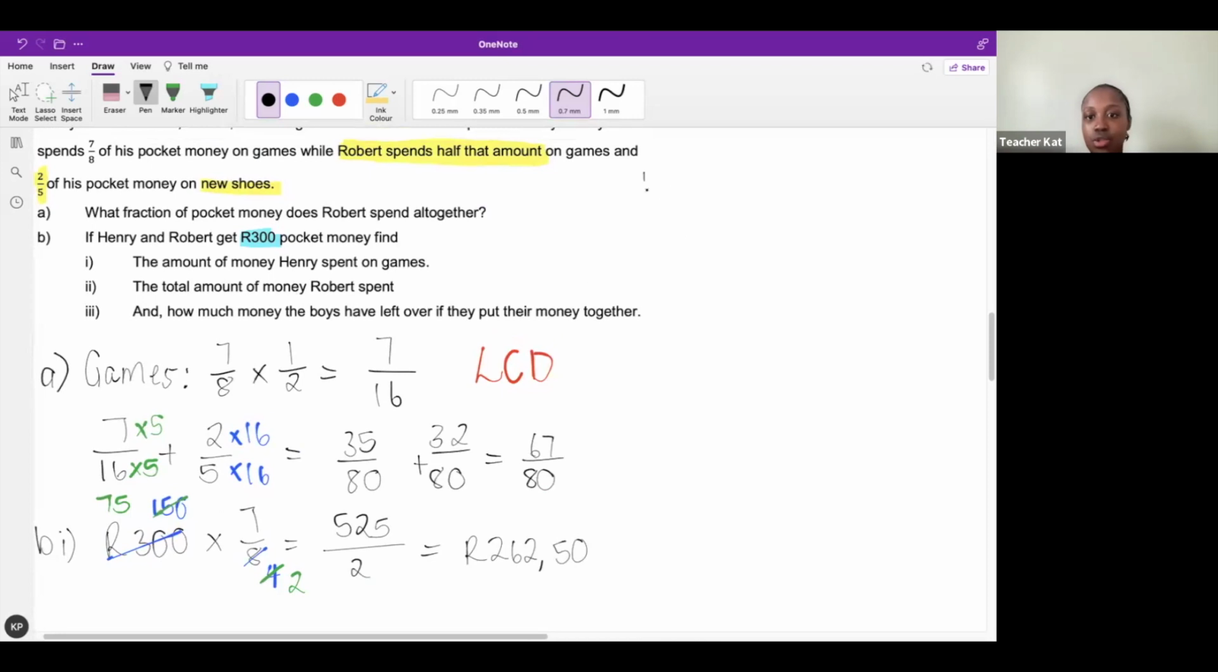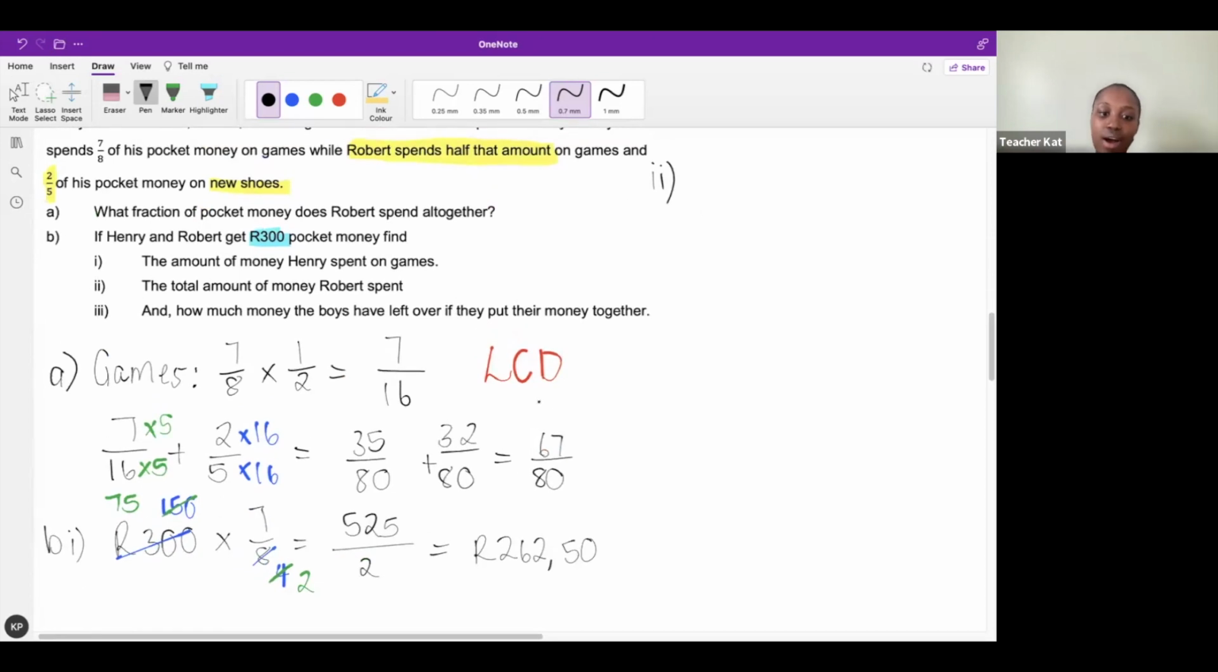Then number 2 says the total amount that Robert spent. Now, listen carefully, guys. In A, we found the fraction that Robert spends, right? We said it is 67 over 80. Now, if that was wrong, if this was a test and you found the wrong fraction, I would still work with that wrong fraction if you apply it correctly. So it's the same calculation. You say 300 rands, and he spends 67/80 of that.